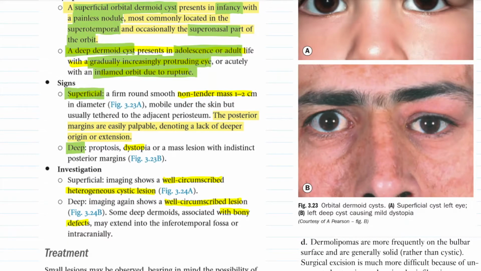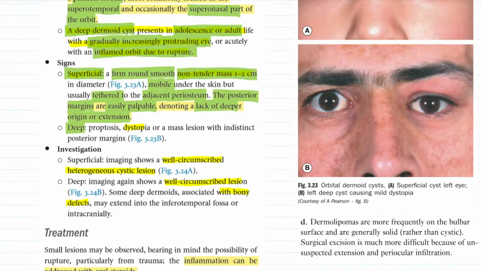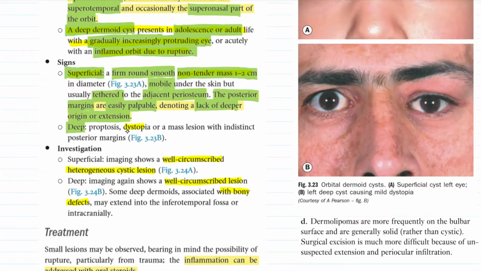A superficial dermoid cyst will look like a firm, round, smooth, non-tender mass 1 to 2 centimeters in diameter. It is mobile under the skin but usually tethered to an adjacent periosteum. The posterior margins are easily palpable, denoting a lack of deeper origin or extension. That is how you find out whether it is deep or superficial. Now, a deep one will manifest with a proptosis or a dystopia or a mass lesion with indistinct posterior margins.